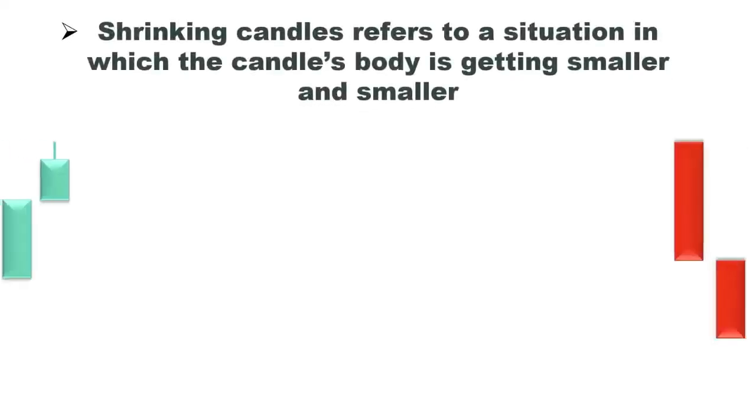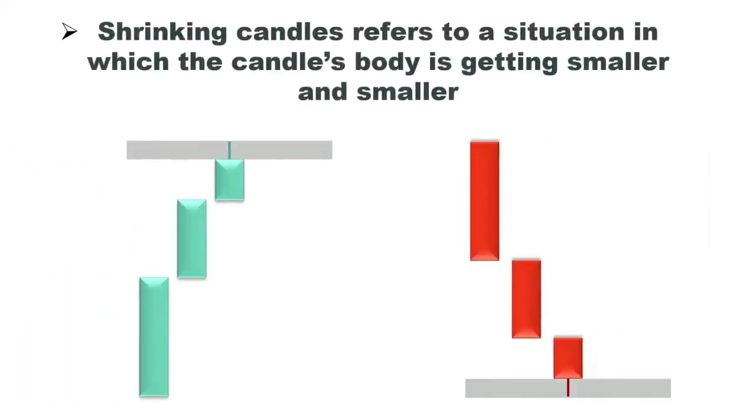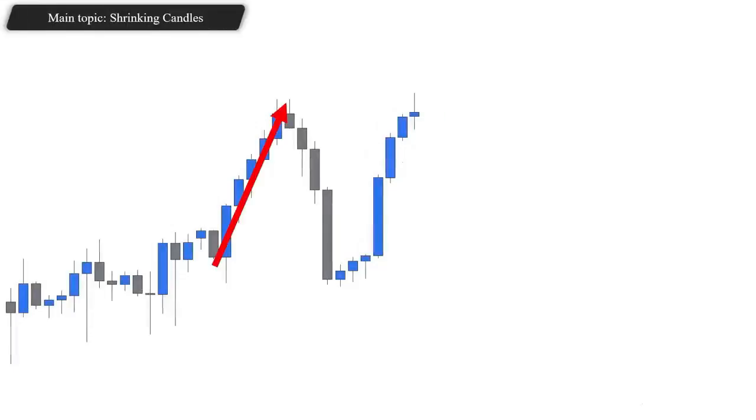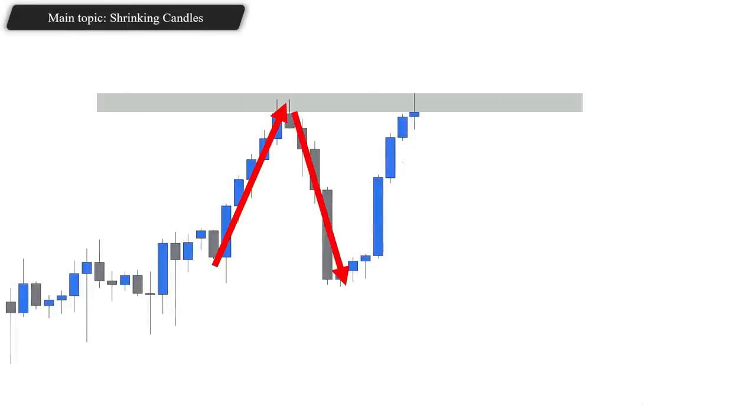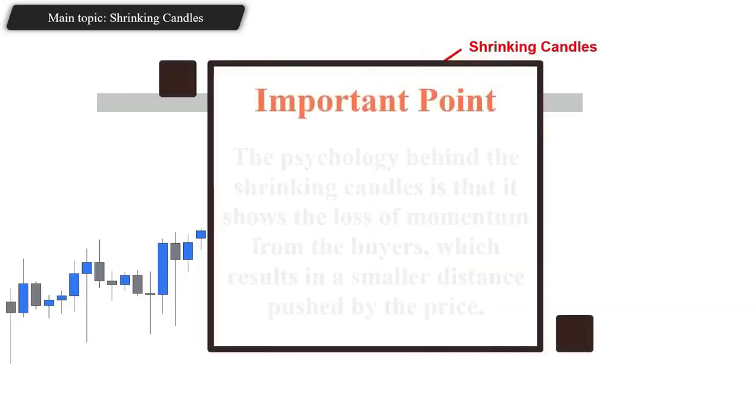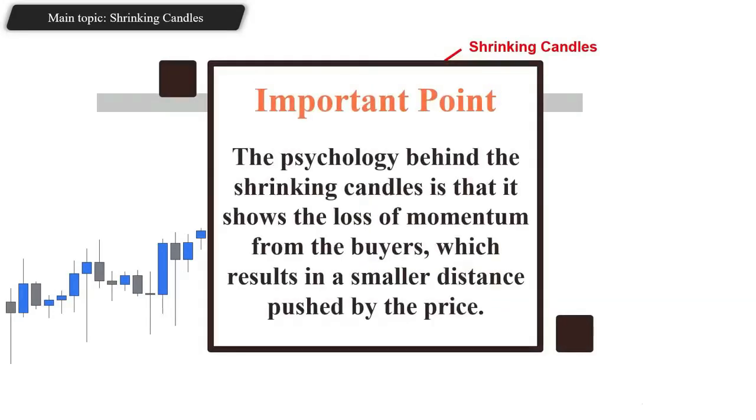Shrinking candles refers to a situation in which the candle's body is getting smaller and smaller before reaching a supply or demand zone. Here on the chart, price came up, hit, and reversed, giving us a key level of resistance. Notice how the candle's body gets smaller as the price approaches this level. The psychology behind the shrinking candles is that it shows the loss of momentum from the buyers, which results in a smaller distance pushed by the price.